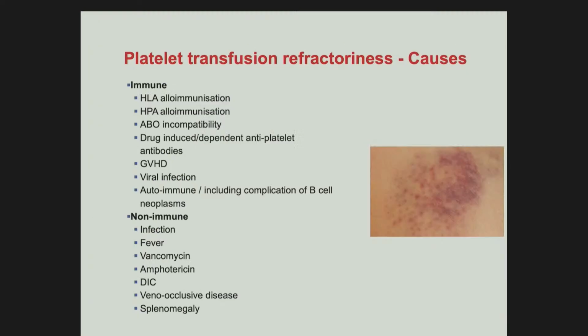But what about platelet refractoriness? What do you do in a setting like that? So platelet refractoriness can occur because it's related to an antibody problem, whether it's HLA, HPA, or ABO compatibility. Remember, platelets do possess small amounts of the ABH antigens. Or we've got the non-immune causes, so graft-versus-host disease, viral infections, etc. Infection, fever, drugs can affect it, splenomegaly can affect it.